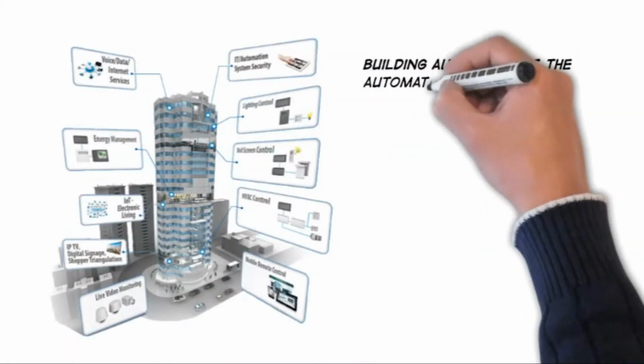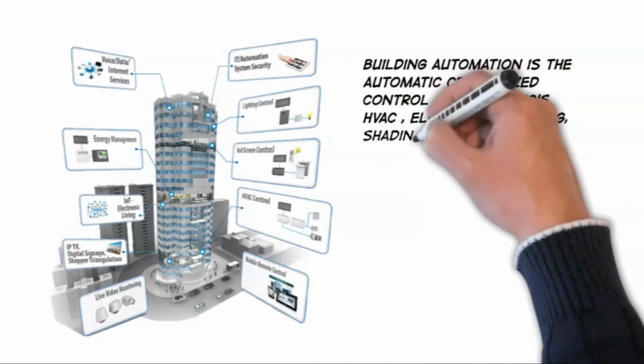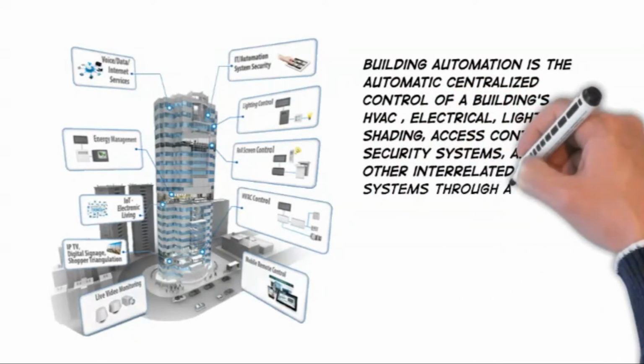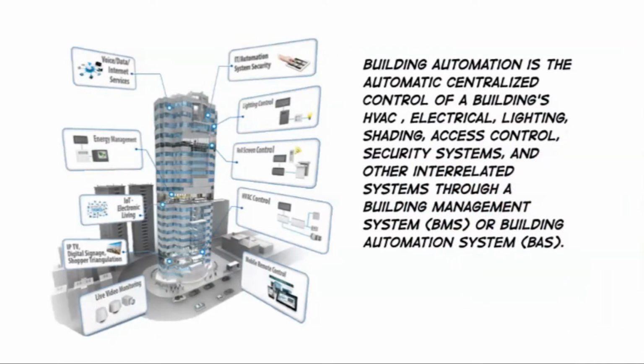Building automation is the automatic centralized control of a building's air conditioning, electrical, lighting, shading, access control, security systems, and other interrelated systems through a building management system, BMS, or building automation system.